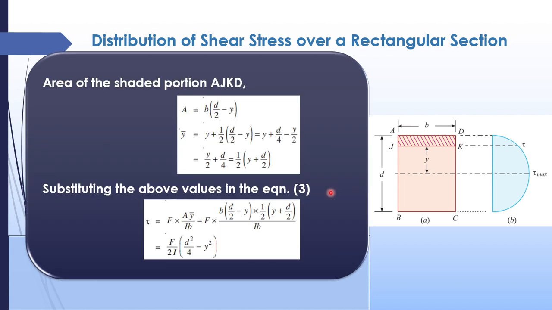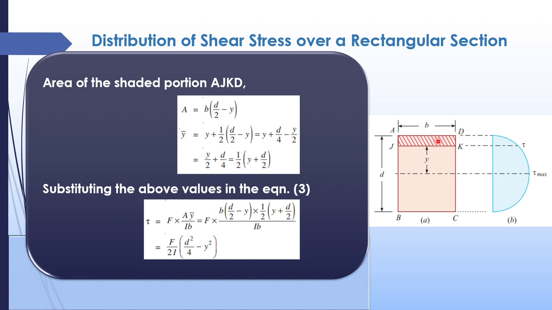Now what we have to do is find the area. What is the area of this particular section? We are going to find the shear stress distribution of a rectangular section. For that, we are taking a small strip. First, you have to find the area of the strip. What is the area of this particular strip? Area is length into breadth. Here the length is b.